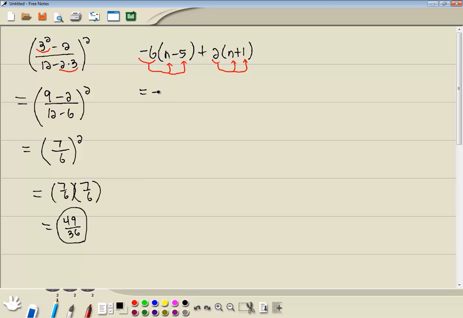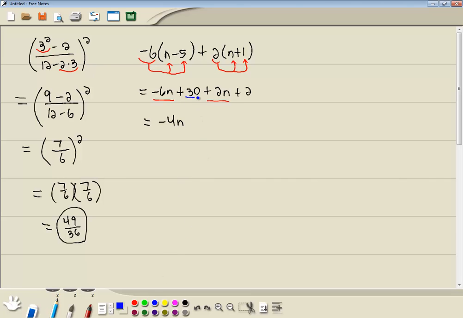Negative 6 times n is negative 6n. Negative 6 times negative 5 is positive 30. 2 times n is 2n, and 2 times 1 gives us 2. Now we should always combine like terms. And here we have negative 6n plus 2n. Like terms are where you have the same variable to the same power. These are both n to the first power. To combine like terms, you add or subtract the numbers in front of them. So we have negative 6 plus 2. That gives us negative 4n.